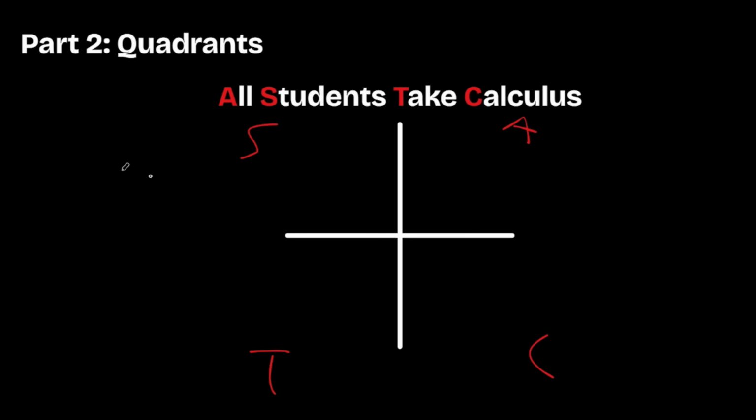Now let's say you have a tangent. So we know tangent is positive in the all. We also know it's positive in the tangent quadrant. So where do you think it's going to be negative? It will be negative in the sine quadrant as well as the cosine quadrant. Alright, we'll do one more example for this one.